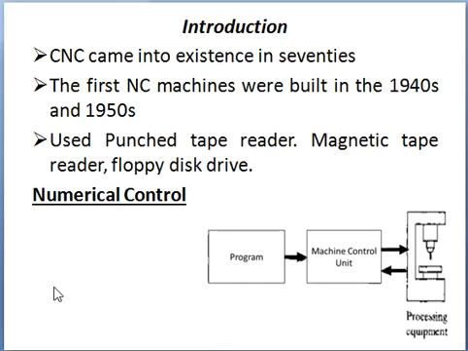So by this we have different components which you can see in the diagram itself. First, where the program is written, that is interpreted by the MCU, and then the processing equipment. So one by one we will study.